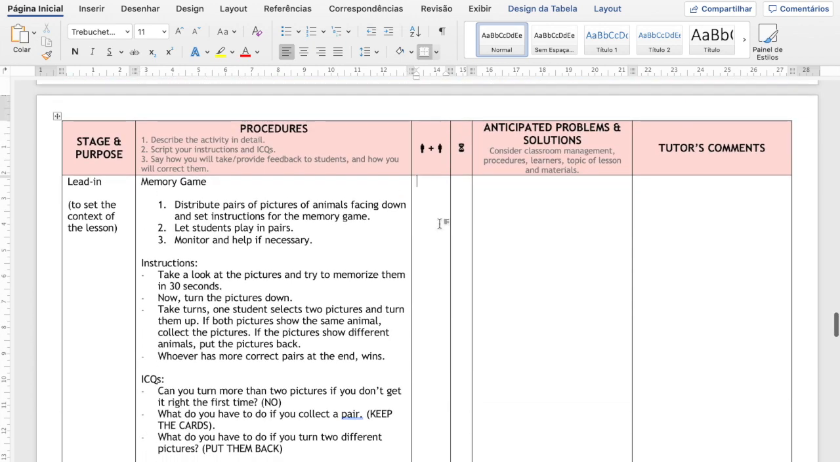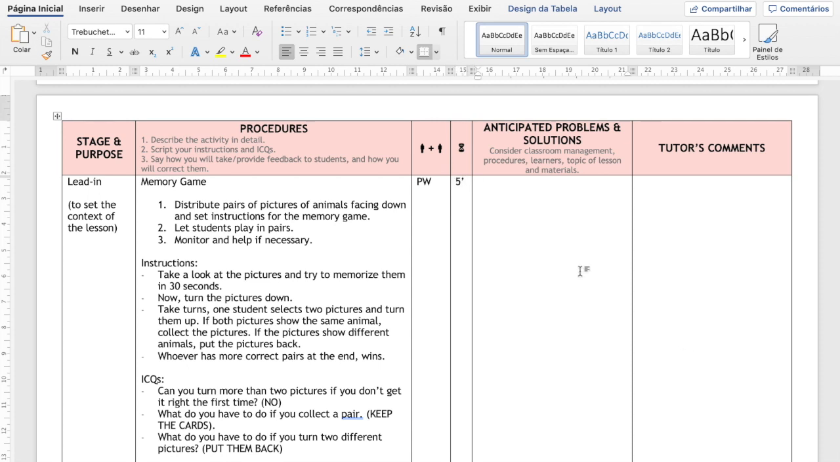Then, the next column is the interaction pattern. Here you have to consider the core of the activity. In this case, it is pair work, PW. It could be individual work, group work, teacher-students, but this is not the case here, so we only write PW, pair work. The next column is for the number of minutes you plan to spend on this activity. So let's say 5 minutes.